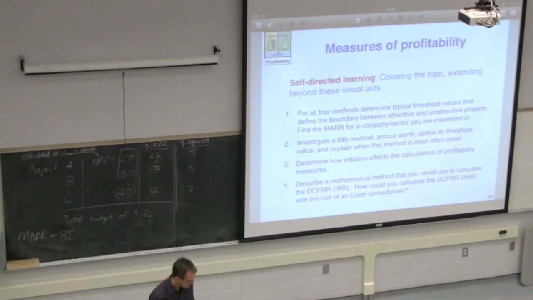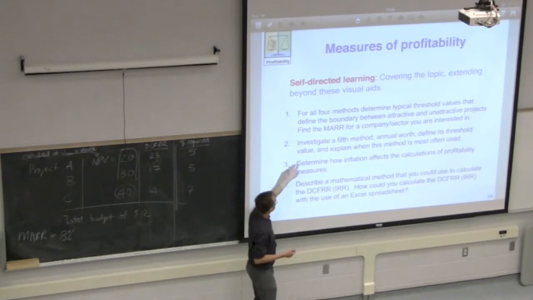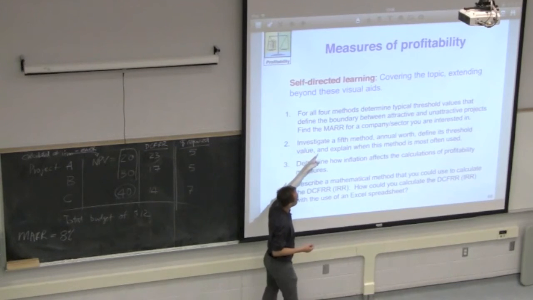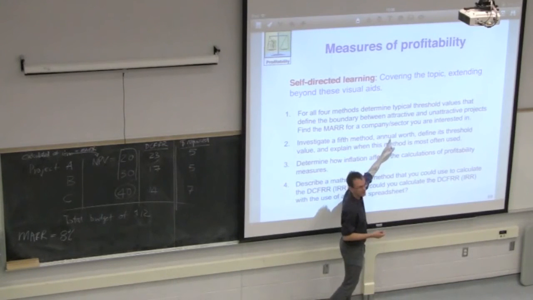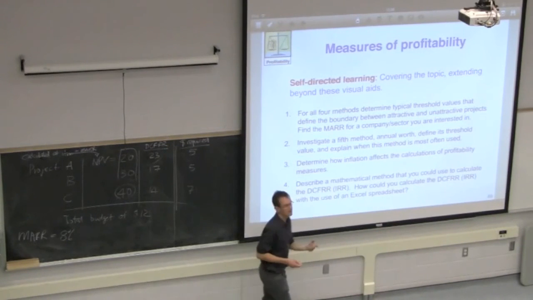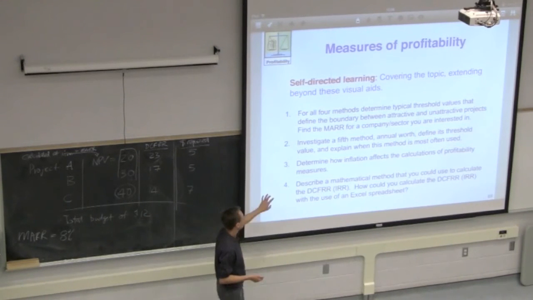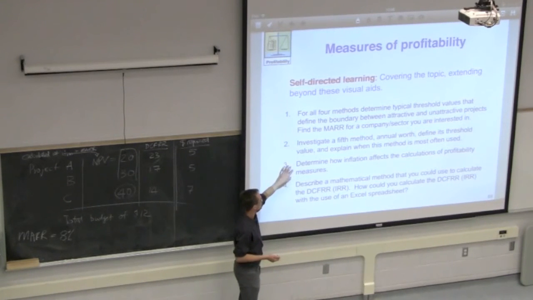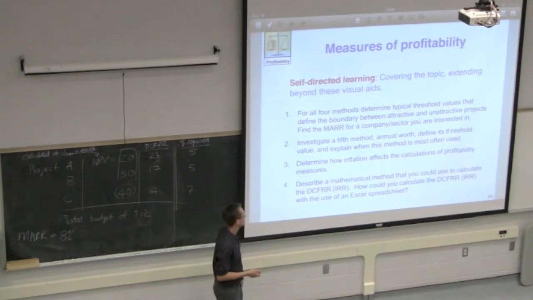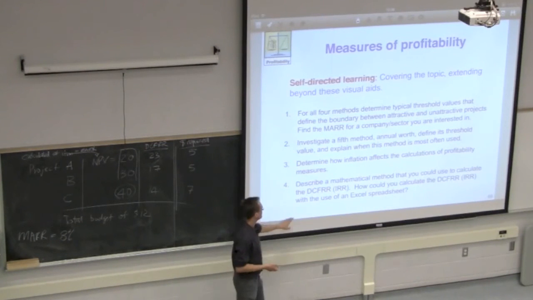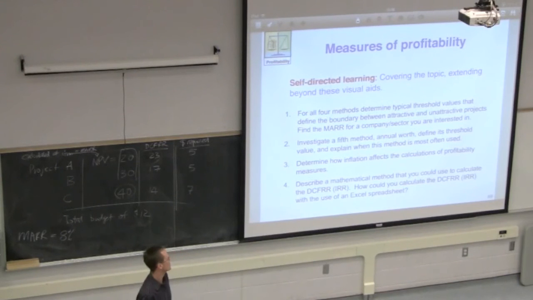So there are other methods. If you're interested in this topic, I would suggest you at least go take a look at one other method called the annual worth. That's another one that's frequently used. We've not really considered inflation here too much, but that's easily taken into account. And then we've actually considered the IRR function in spreadsheets, so you can go look at that.